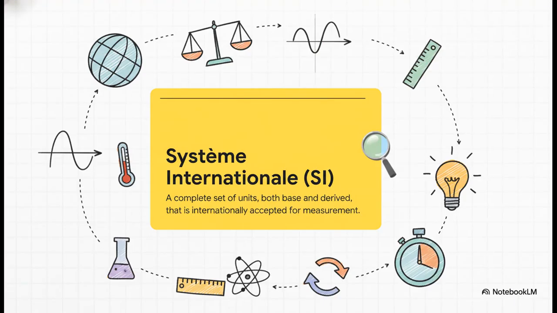And that's where the Système International d'Unités comes in, or as we all know it, the SI system. It was created to be a single, logical, and universal set of units for pretty much everything. It's the reason a physicist in Tokyo can pick up a paper from a biologist in Toronto and immediately understand what their measurements mean. No crazy conversion charts needed.